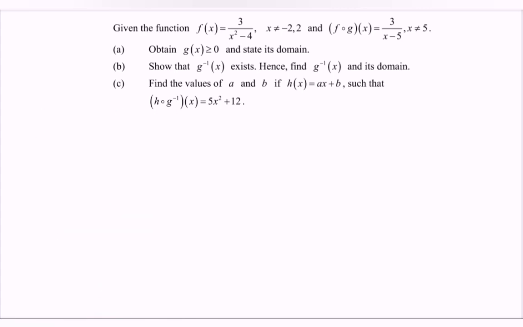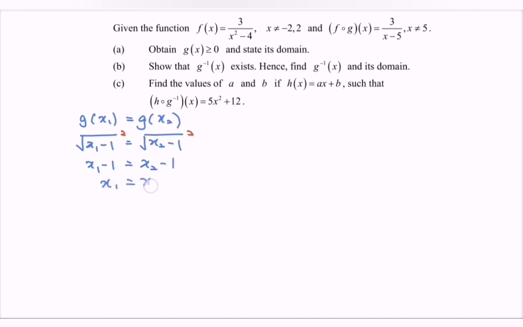Next refers to B, show that g inverse exists. How to show that g inverse exists? It means that we are going to use the one-to-one function. So g(x1) equals g(x2). Kindly substitute g. So we have the square root of x1 minus 1 equals the square root of x2 minus 1. Square both sides. We have x1 minus 1 equals x2 minus 1. Then we have x1 equals x2.